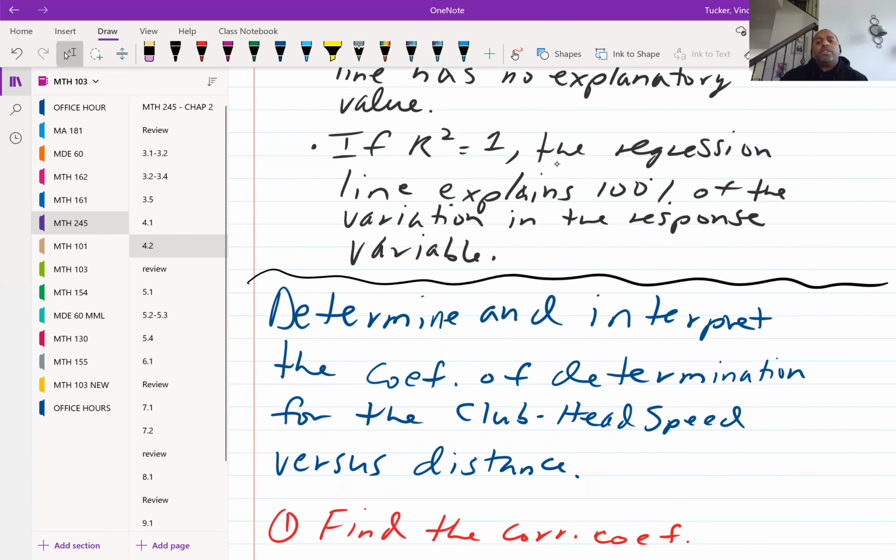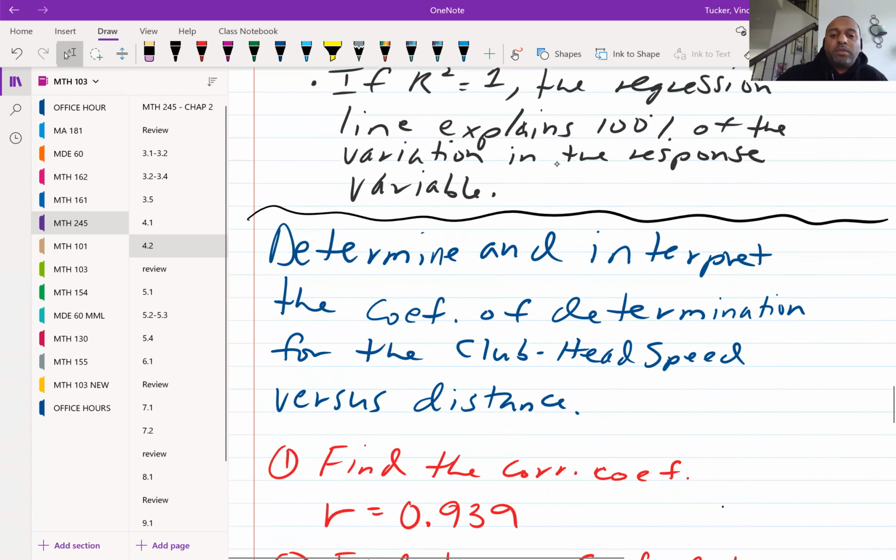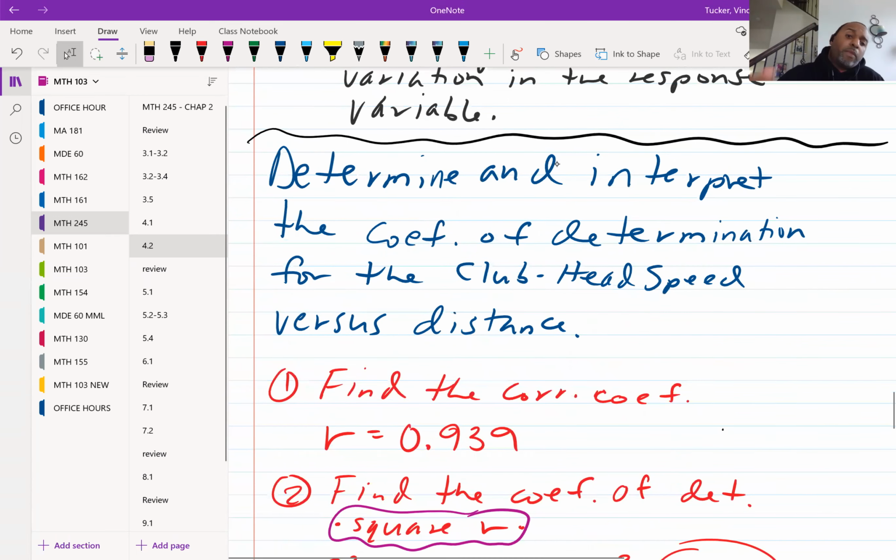All right, so determine and interpret the coefficient of determination for the club head speed versus the distance. So we're still dealing with the same information from the golfer, all that good stuff. All right. So first thing we need is the correlation coefficient. Remember, we already found that to be r equal to 0.939.